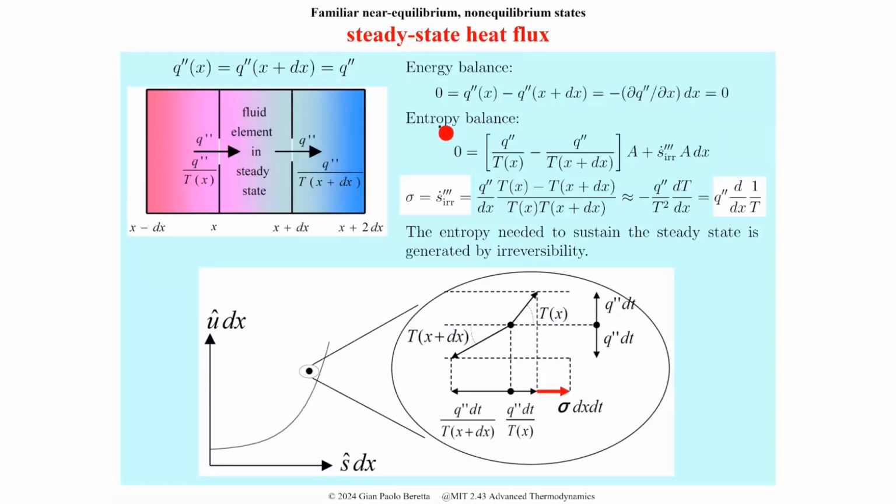And then we do the entropy balance. Remember, we're doing the balance for this element in the center. So here we have to account for, here I multiplied by A. Okay. So we have to account for the entropy coming in from the left, which is Q dot over T.